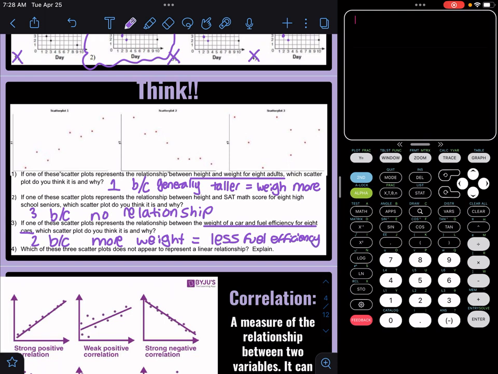All right, and the last one. Which of these 3 scatter plots does not appear to be a linear relationship? If you remember anything about linear relationships, that's when it generally forms a straight line. Like this first one generally forms a straight line, the second one generally forms a straight line, but the third one does not. So you would say the third one is not linear because the points are everywhere.